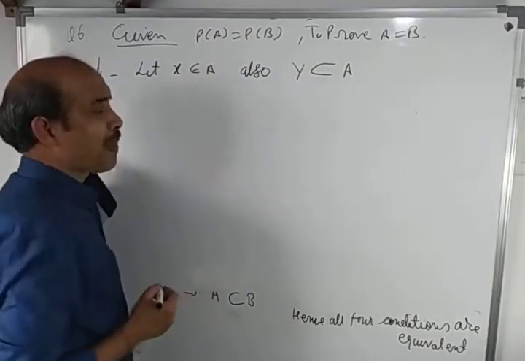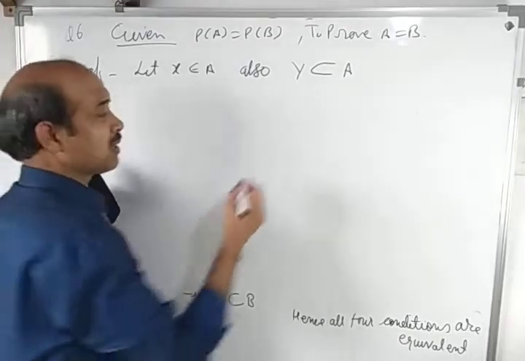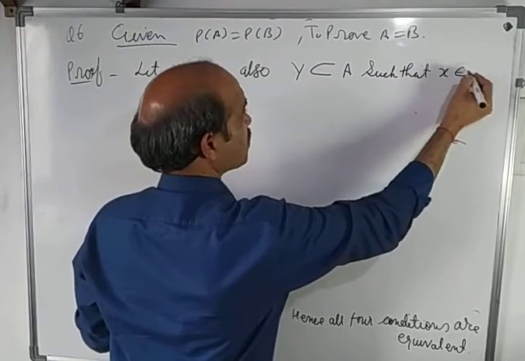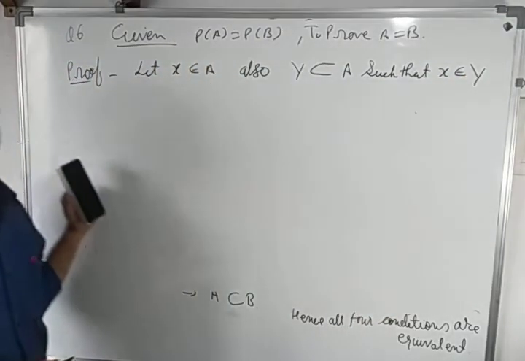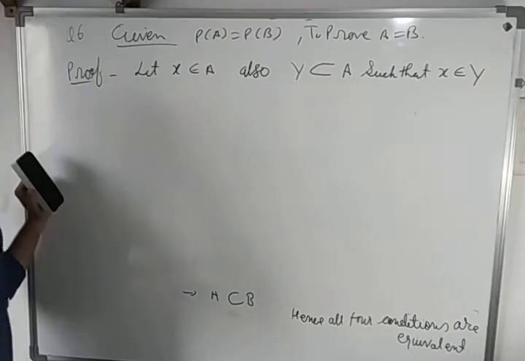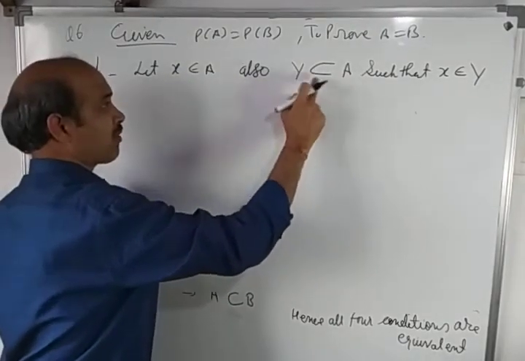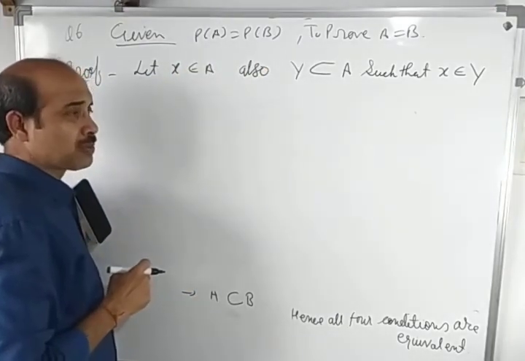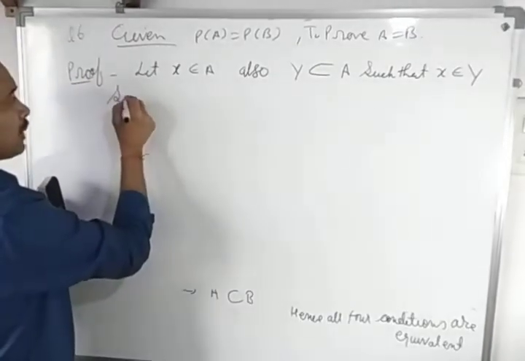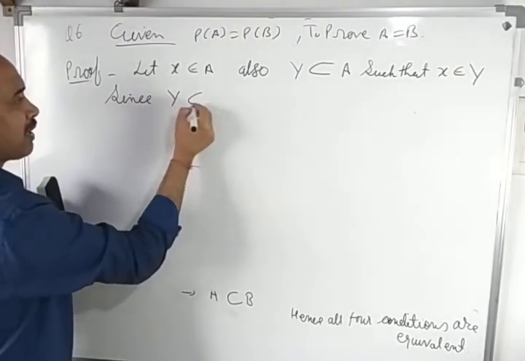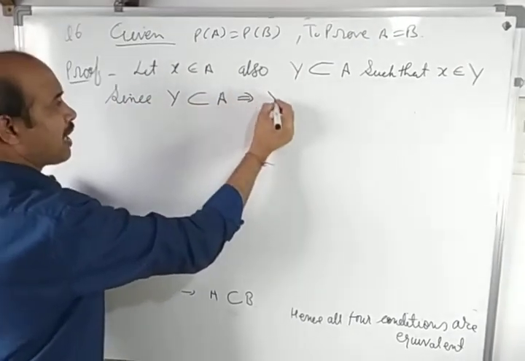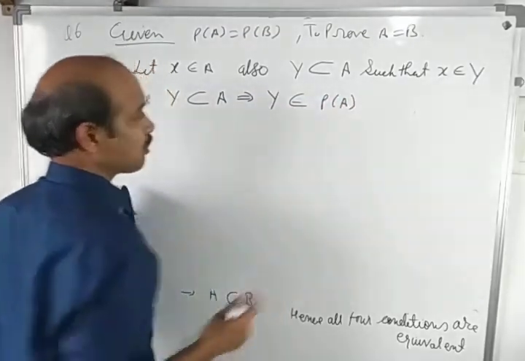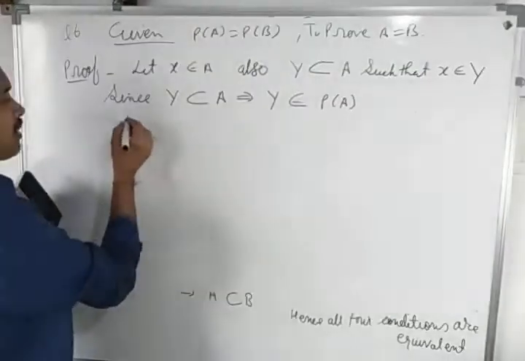Y we can take, Y is subset of A such that x belongs to set Y. This point is to be understood correctly. We are taking a subset of A in which x belongs to Y. Since Y is subset of A, this means that Y will belong to power set of A, because power set contains all subsets.